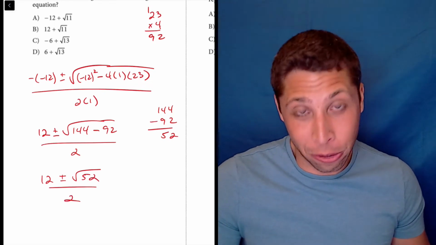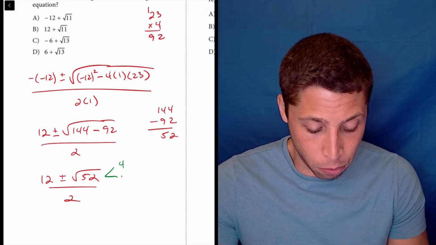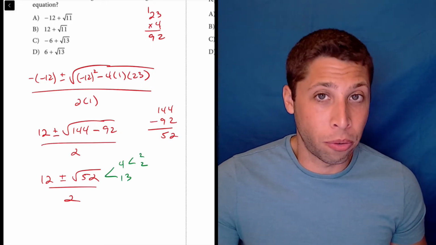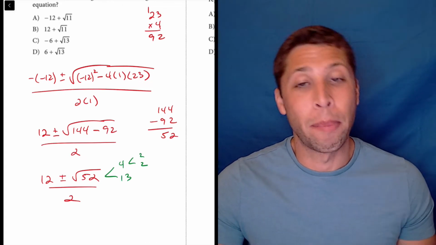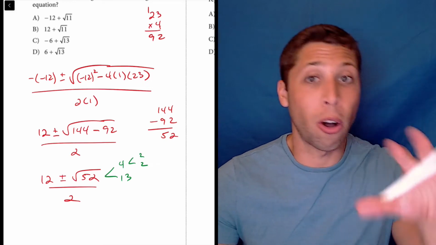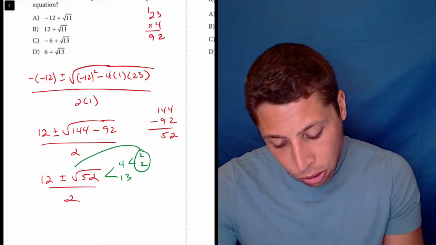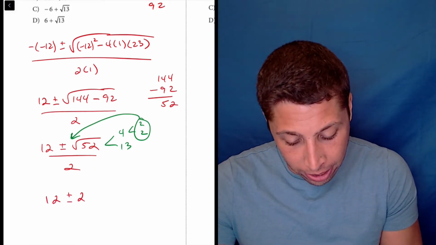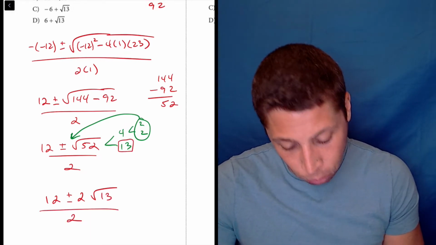So you've got to know how to reduce radicals. This is why these are so hard. So 52, I know from a deck of cards, is 4 times 13. And 4 is 2 times 2. So what we're doing with simplifying radicals is trying to find pairs of numbers, because a pair can come out. When we have the prime factorization, we know we've got all the little pieces that make up the number 52, and there's two 2's, so the 2's come out, and that leaves us with 12 plus or minus 2 root 13, that stays behind, over 2.